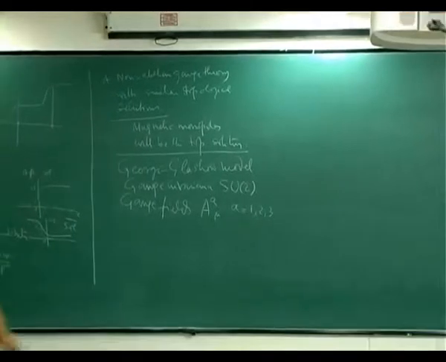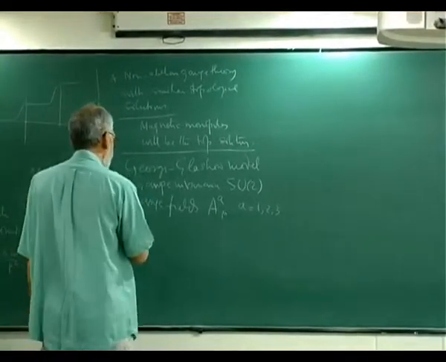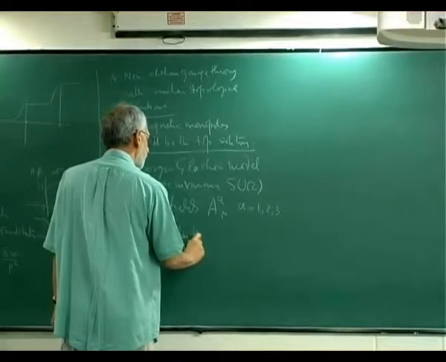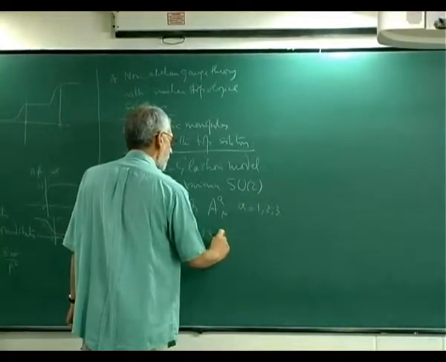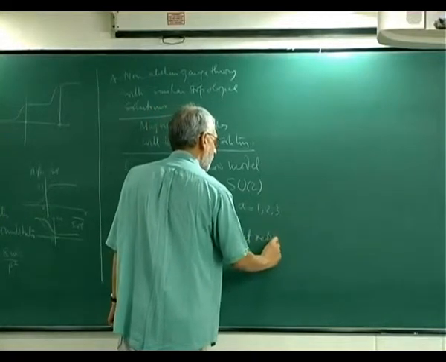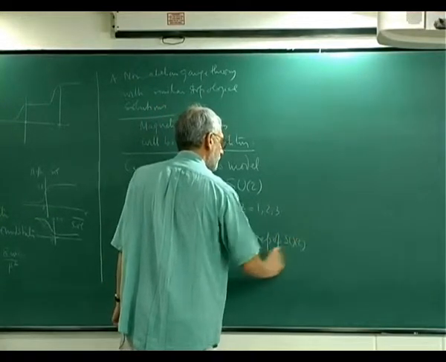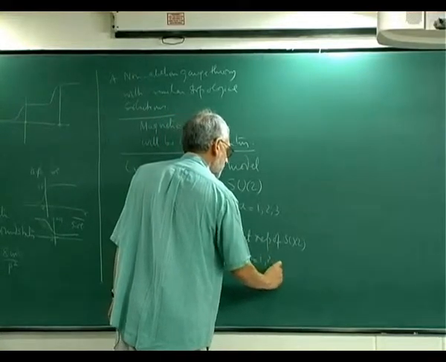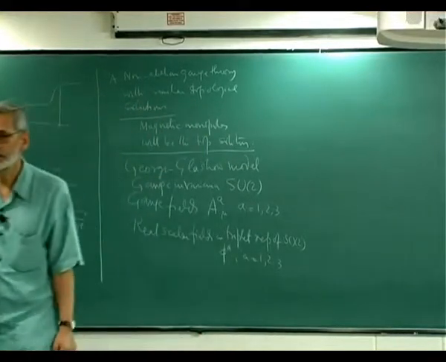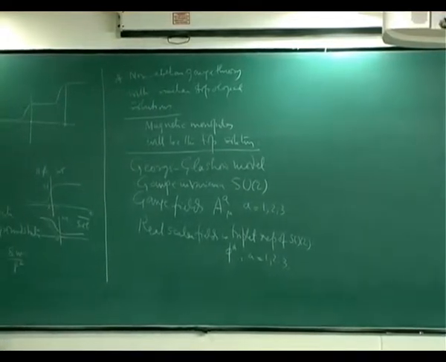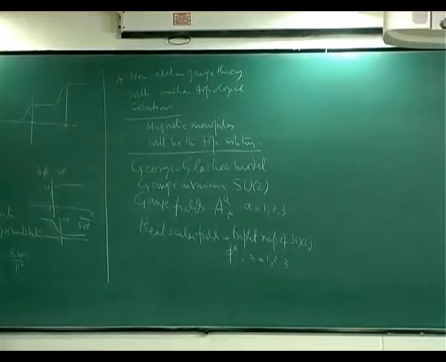Besides that, it has real scalar fields in the triplet representation of SU2, phi A, A from 1 to 3. The triplet representation is also the adjoint representation for SU2.